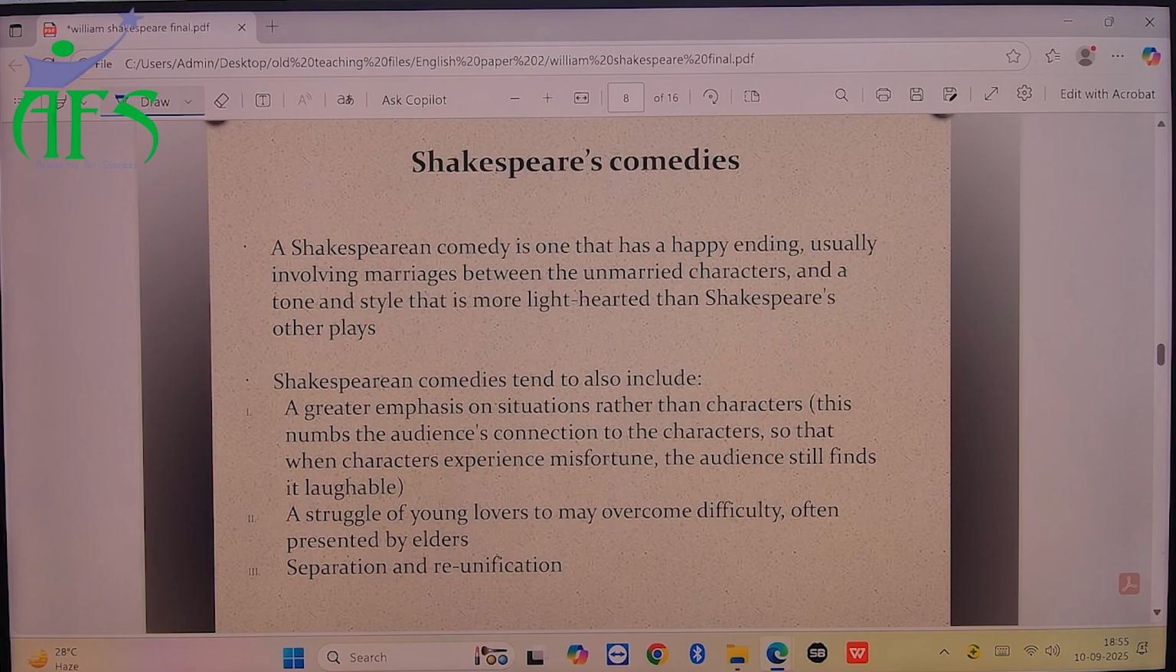So it was written to delight the common audience. Even in today's scenario in Bollywood movies, we see that at the end of the movie, all goody goody things happen in most of the movies. The same thing we can find in Shakespeare's comedy.